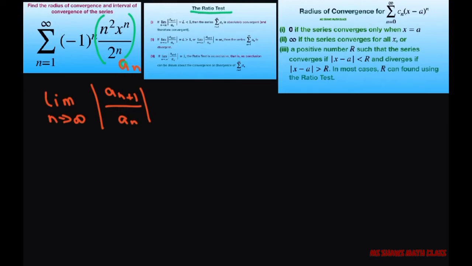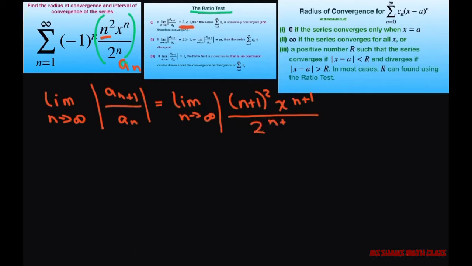Now, for this to be convergent, it has to be less than 1. So this is going to equal the limit as n approaches infinity. And we take our a sub n, so there's n. So we're going to put n plus 1, square it. Then you have x to the power of n plus 1, divided by 2 to the power of n plus 1. And now we're going to divide by a sub n, which is the same as multiplying by the reciprocal. So multiplying by the reciprocal, we get 2 to the power of n divided by n squared, x to the power of n.